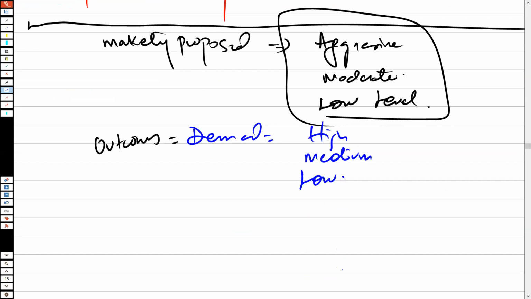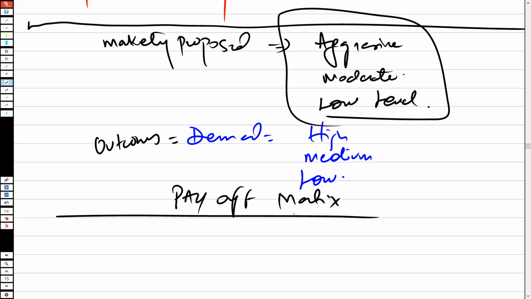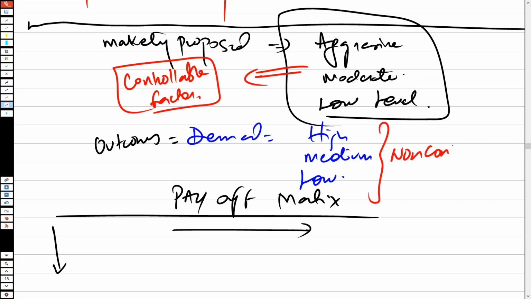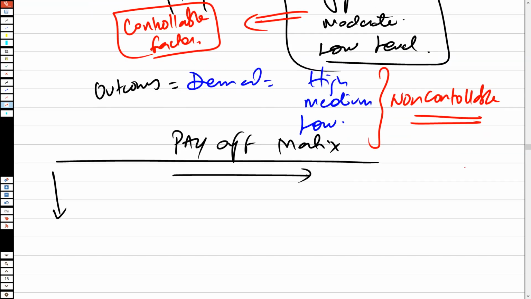So what happens is that we generally create a payoff matrix. When we create a payoff matrix, there is something that goes on the x-axis and something that goes on the y-axis. Try to understand that this marketing proposal is something that you have to decide. So this is going to be your controllable factor, and this is going to be the non-controllable factor.